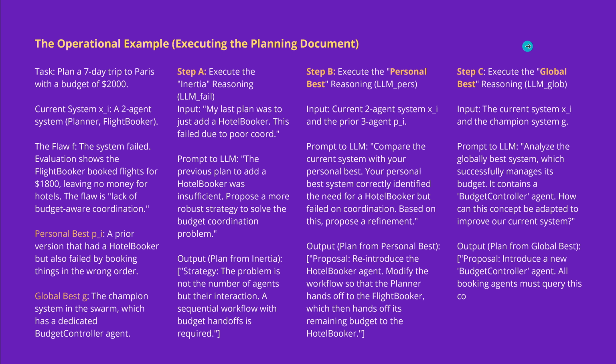Step C is now, since we are in a swarm, we look for the global leader. And I say, analyze the global best system in the swarm, which successfully manages its budget best. Maybe it contains, since we have a mesh communication from agent to agent here, a budget controller agent. How can this concept be adapted to improve our current system?